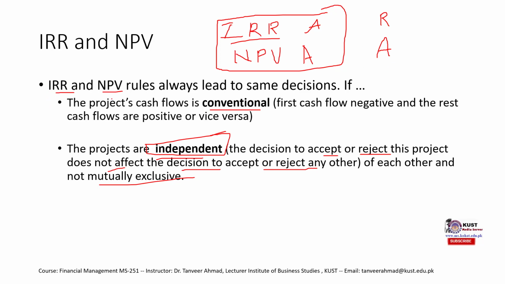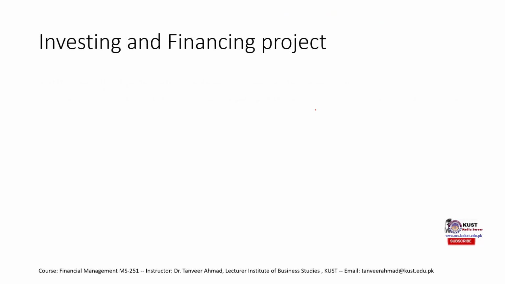But the IRR and NPV would have similar results when the projects are independent. And second, if the cash flows are conventional. Now, what do we mean by conventional cash flows? Let's move to the second slide. There we would discuss conventional cash flows.